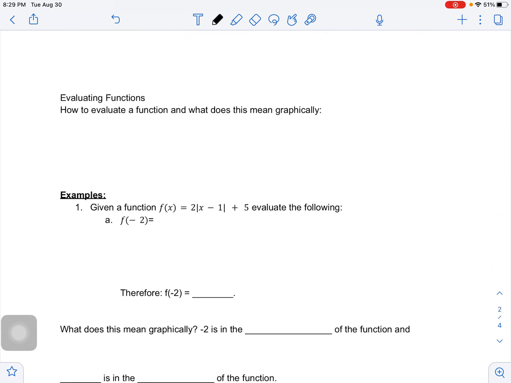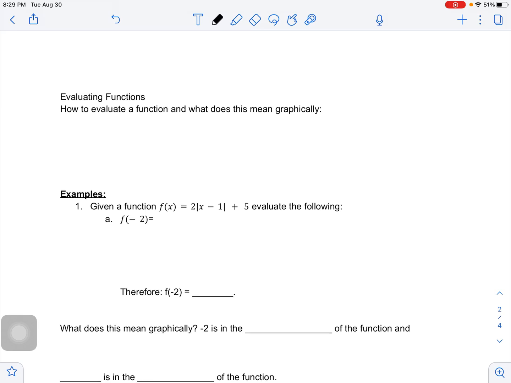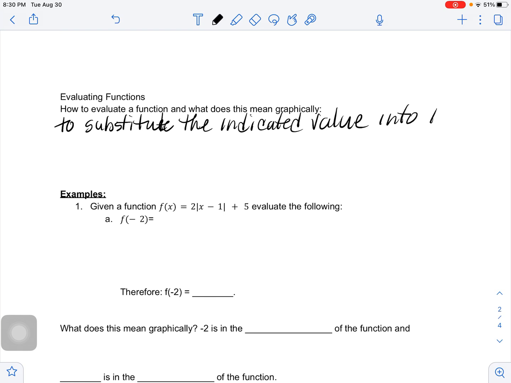Now we're going to move on to evaluating functions. You did a little bit of this in the Delta Math. How to evaluate a function, and what does this mean graphically? To evaluate a function means to substitute the indicated value into the equation of the function.